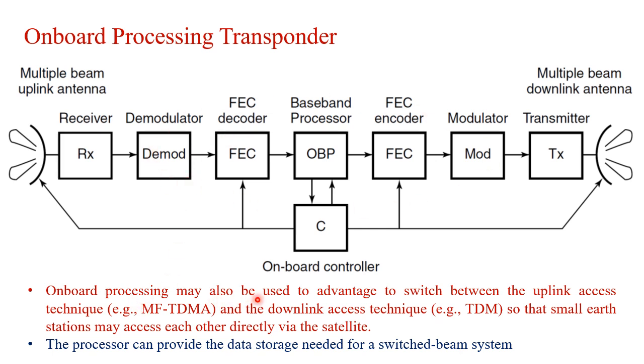So onboard processing may also be used to advantage to switch between the uplink access technique and the downlink access technique, so that small earth stations may access each other directly via the satellite. So the processor can provide the data storage needed for a switched beam system. So obviously this is advanced technology. They are exploiting advanced technology. And in previous days, this technology was not there. Nowadays, these technologies are there. So these types of transponders are used nowadays.